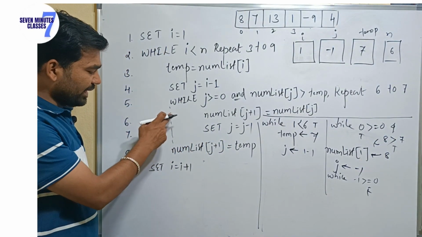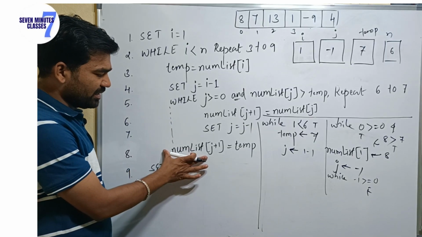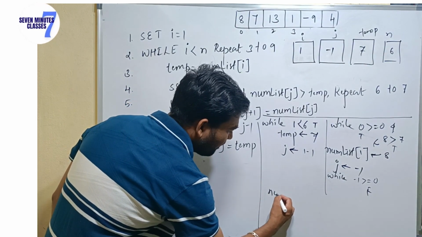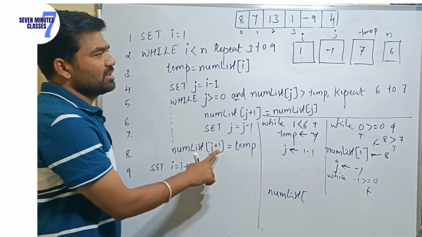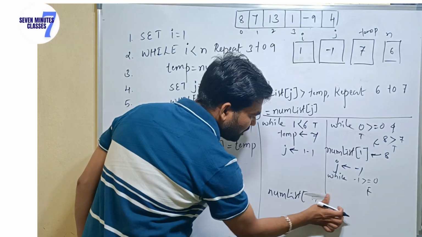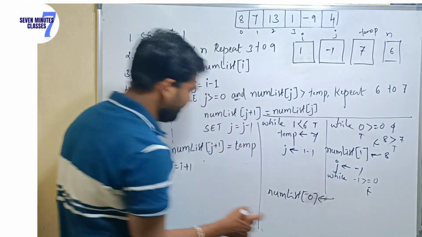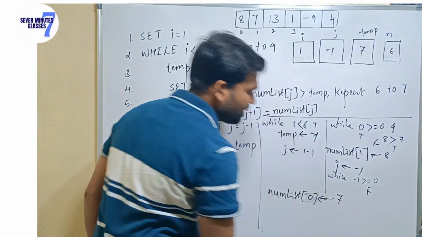What is out of the while loop? You can look at this. There is one statement here, that is num list of j plus 1. I write it this way: num list of j plus 1, j is already minus 1, minus 1 plus 1 becomes 0, so num list of 0 gets temp. What is the value of temp? 7. 7 goes to this.